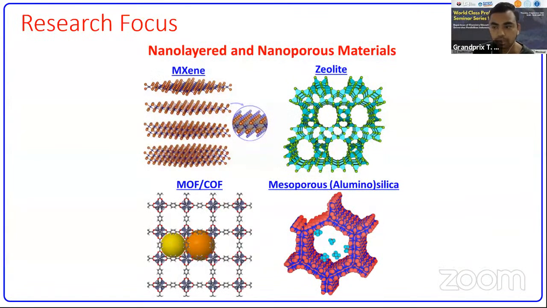Our research focuses mainly on nanolayered and nanoporous materials. In this presentation, I will talk about the Maxan, the zeolite, especially in the separation application. We also work on mesoporous aluminosilica as well as MOF and COF. Especially on Maxan, MOF and COF, we just started. Dr. Witri has provided us with many MOF samples, but currently we are working on this research area, nanolayered and nanoporous materials.